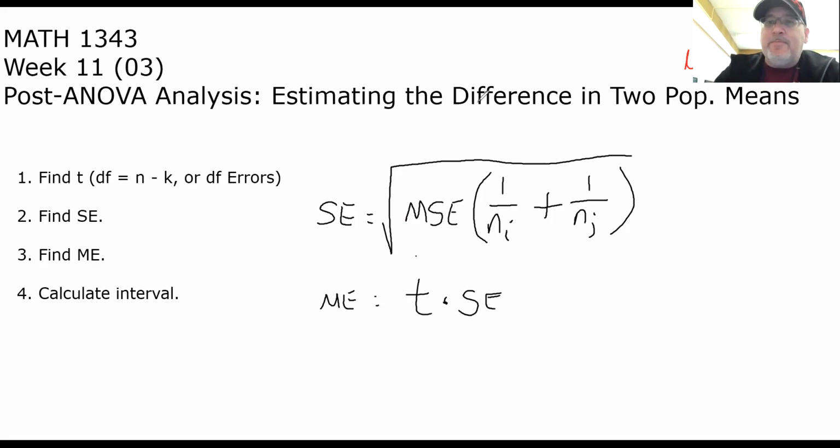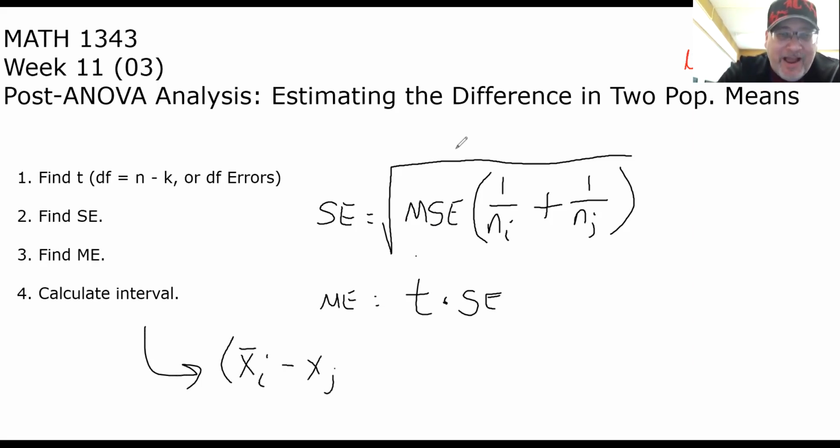So we're estimating mu_i minus mu_j. So when we set up our interval, we have to center it around the sample version of that, and the sample version of mu is x bar. So our interval is going to be centered around x bar i minus x bar j. And again, the i or j are just generic numbers, referring to two of the populations involved in the ANOVA, plus or minus the margin of error.